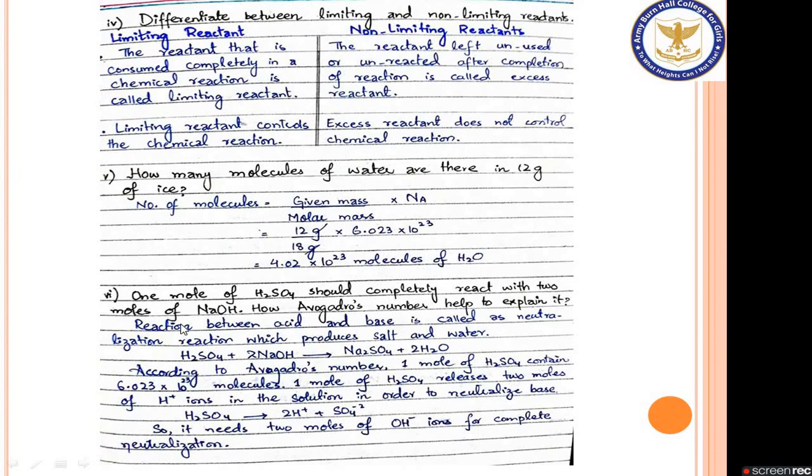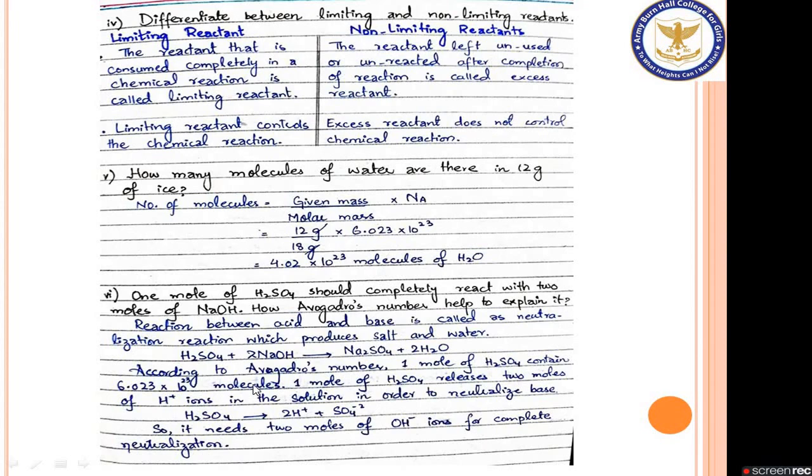Part 6. 1 mole of sulfuric acid should completely react with 2 moles of sodium hydroxide. How does Avogadro's number help to explain it? Reaction between acid and base is called a neutralization reaction, which produces salt and water as the product. And the balanced chemical reaction for this: H2SO4 reacts with 2 moles of sodium hydroxide. We will have the formation of sodium sulfate plus 2 moles of water molecule.